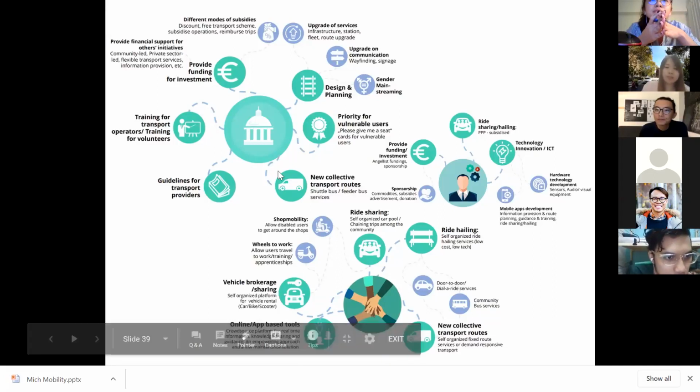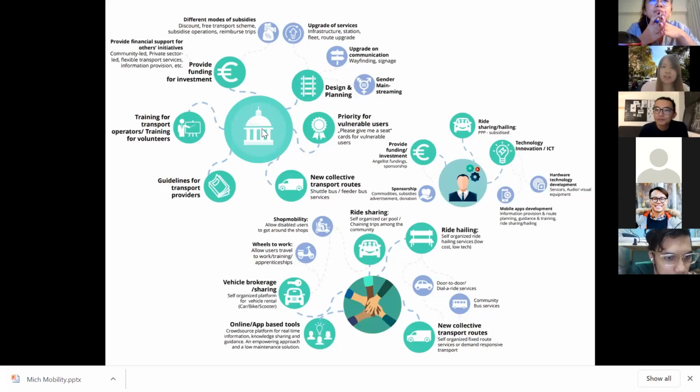For the public sector, because of the power of the authority they have, they can do a lot of things on a nationwide scale, for example, guidelines for transport providers, and also providing funding for investment and infrastructure upgrades. Things like that are mostly done by the public sector. And for the private sector, it's mostly on tax solutions or help in financial, monetary terms.